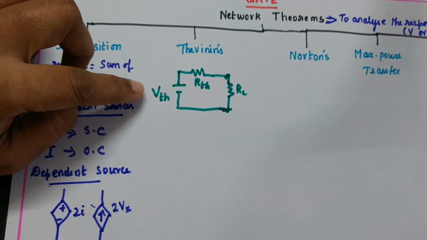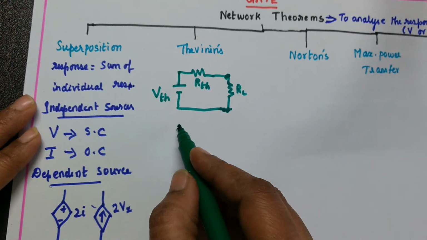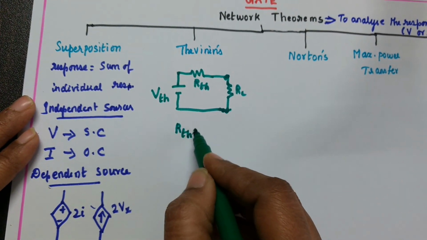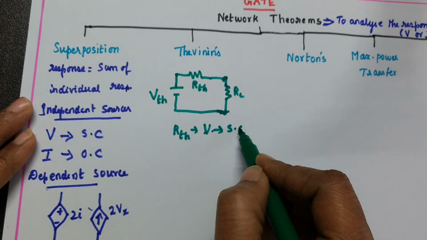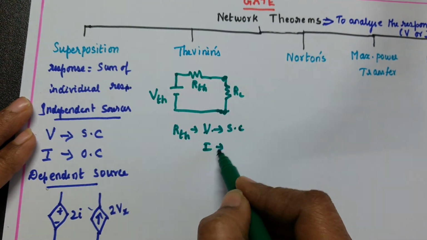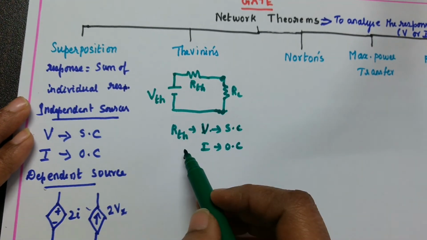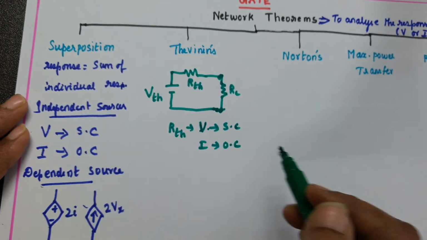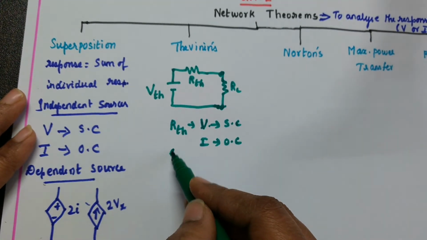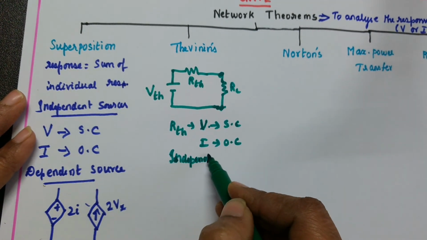We have to find the Thevenin's voltage and Thevenin's resistance. To find Thevenin's resistance, all the voltage sources should be short circuited and all the current sources open circuited, and we can find the R Thevenin by looking back through the given terminals. This is applicable only for independent sources.